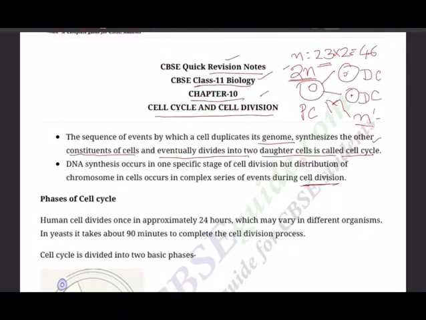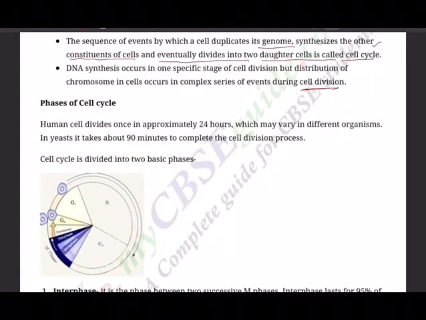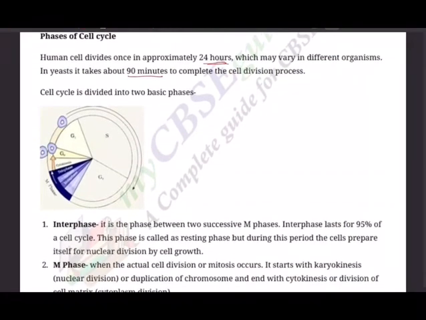So during this cell cycle, what are all the phases? A human cell divides once in approximately 24 hours, which may vary in different organisms. In yeast, it takes about 90 minutes to complete the cell division process. The cell cycle is divided into basically two phases. The first one is called interphase. It is the phase between two successive M phases, that is mitotic phases. Interphase lasts for 95% of the cell cycle.